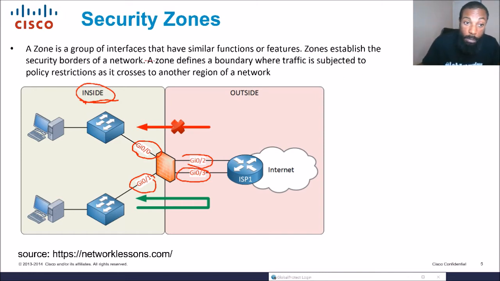Zones establish the security borders of a network. A zone defines the boundary where traffic is subjected to policy restrictions as it crosses to another region of a network. So you can consider these interfaces bouncers. That interface is a bouncer. That one's a bouncer. Basically, we've got 4 bouncers. This one's going to make a decision on whether to allow or deny, that one's going to make a decision on whether to allow or deny, etc. So we basically have 4 bouncers. 2 of them are going to be on the outside, and 2 of them are going to be on the inside. They can make those decisions using access control lists and rules that we apply inside the firewall.